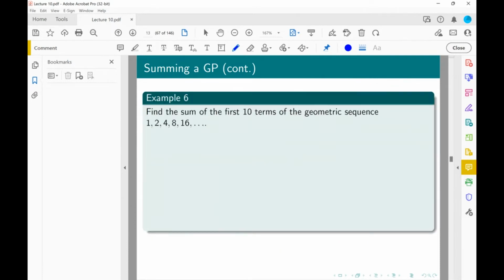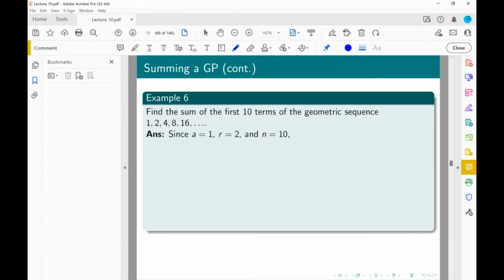Okay, so some applications. Let's say you want to sum the doubling numbers. So 1, 2, 4, 8, 16. How do we get the sum of the first 10 terms? Well, I guess we have our n right here. Our n would be 10. Our A would be 1. What's our common ratio? 2. So we just simply use that formula, noting that 2 is greater than 1, so the first one's more applicable.